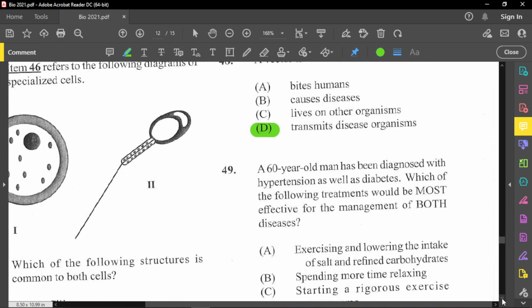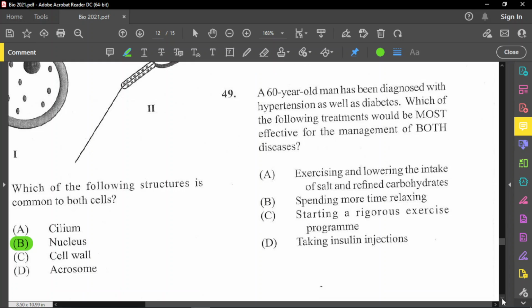Let's go to 49. And 49 is a 60-year-old man diagnosed with hypertension as well as diabetes. Which of the following treatments would be most effective for the management of both diseases? And here it said exercising and lowering intake of salt and refined carbohydrates. That one seems really good so far. All right. Spending more time relaxing, that's no. Absolutely no. That's killing yourself if you have diabetes and hypertension. No. C, starting a rigorous exercise program.